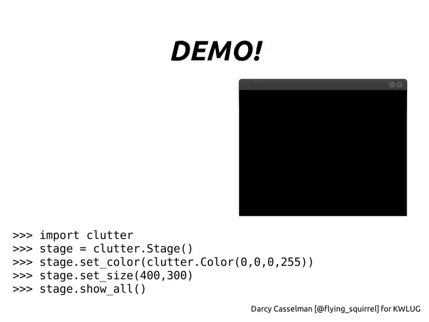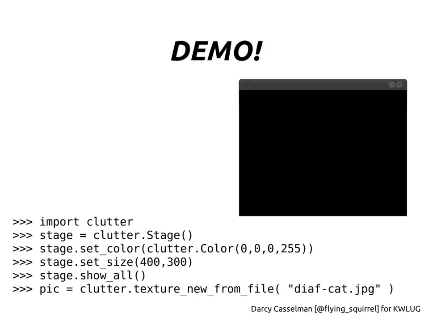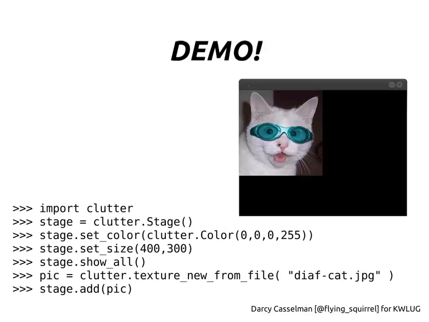Naturally, we want to put something on the stage, so we'll create a picture. Pictures in Clutter are called textures. So this is texture new from file, which just means create a new texture with that file on your hard drive in the current directory, and we'll show it, add it to the stage.